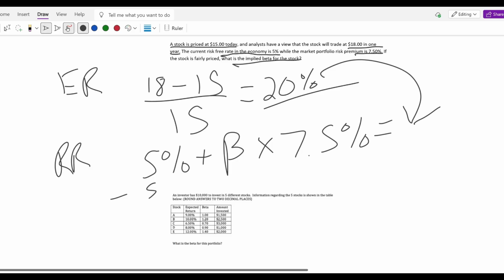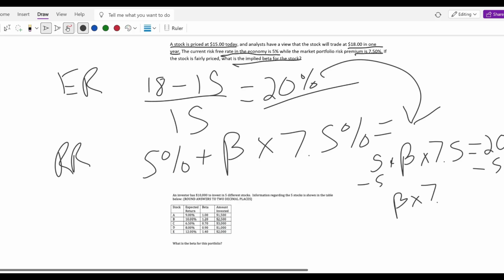Actually, let me go through and do it on another little piece over here. So we have 5% plus our beta times 7.5 equals 20. So first you minus 5, beta times 7.5 equals 15, divide by 7.5, divide by 7.5. That means your beta is equal to 2.